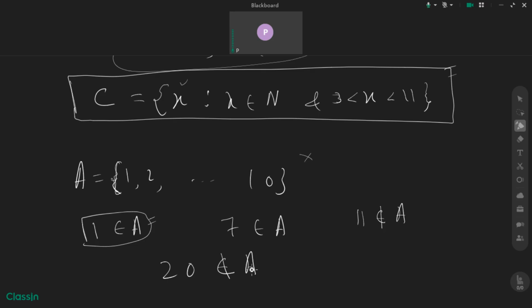So whenever we have to represent whether an element belongs to a set or not, we take that element and write "belongs to" that set. Similarly, if the element does not belong to a set, we write that the element does not belong to that set. So this is a representation.